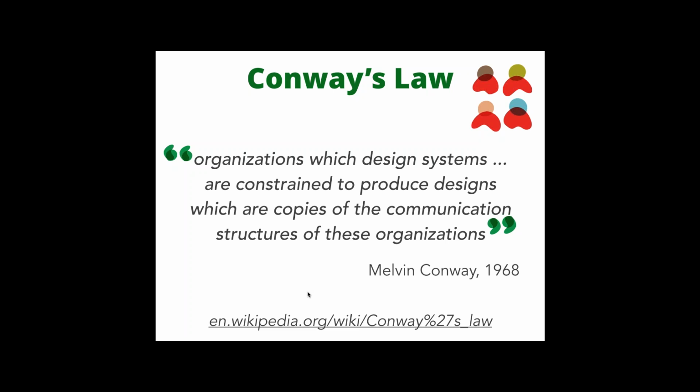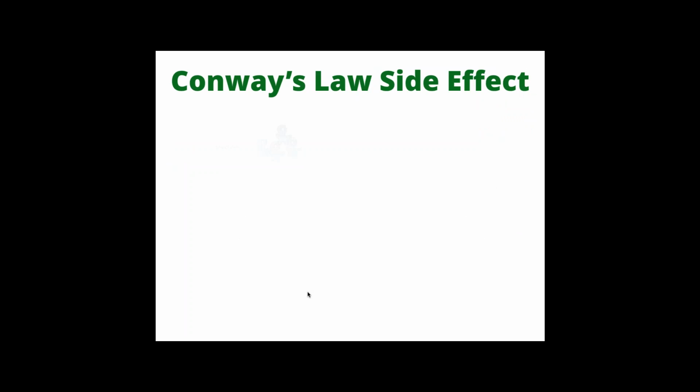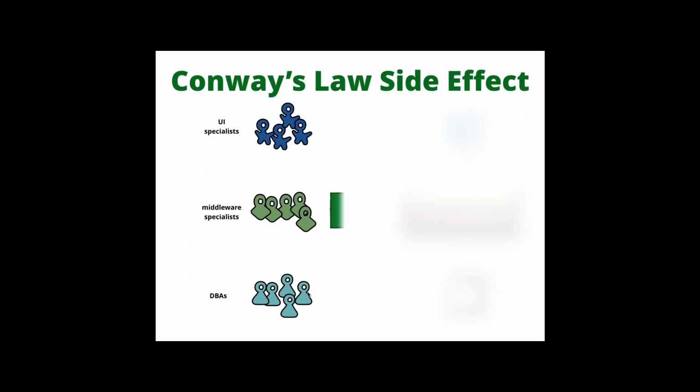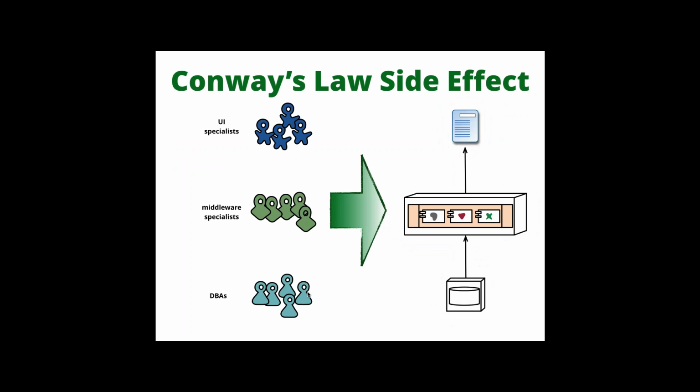And within the conference, Conway's law became a drinking game because every talk ended up mentioning Conway's law at some point or another. This was an observation that Melvin Conway made back in 1968, that organizations which design systems are constrained to produce designs which are copies of the communication structures of those organizations. What that suggests for software projects is that if you have a bunch of specialists that are striated into layers, UI specialists, middleware specialists, and DBAs, you will probably end up with those layers in your architecture.